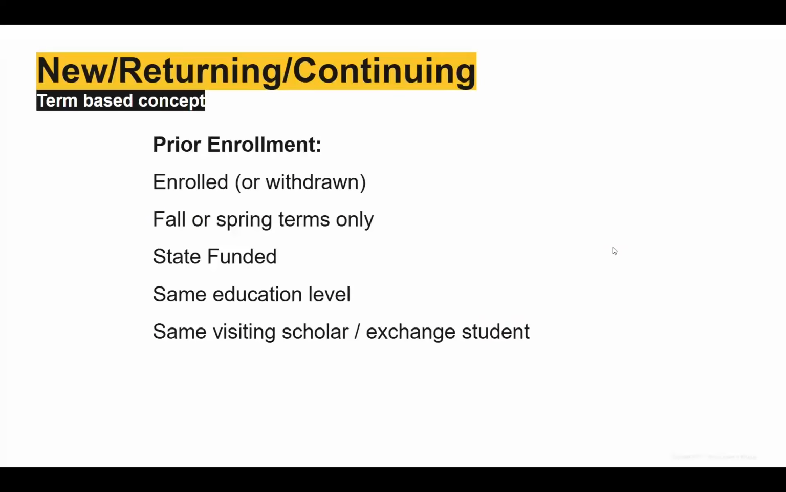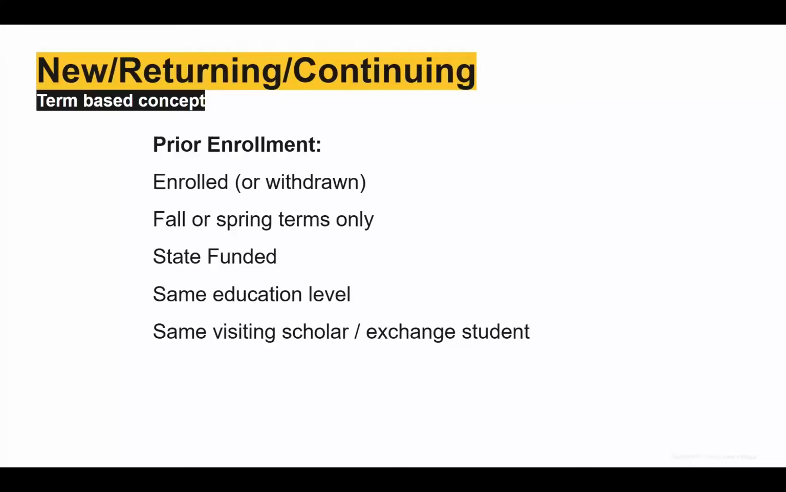So what is prior enrollment? You probably thought that was simple too, huh? It means they're either enrolled or withdrawn. We count W's. We only look back to fall or spring term. Summer doesn't count. They have to have been in state-funded enrollment. Now, most of our enrollment in fall and spring is state-funded, so don't worry about it. If you know, it doesn't matter that much, but they have to have been state-funded.